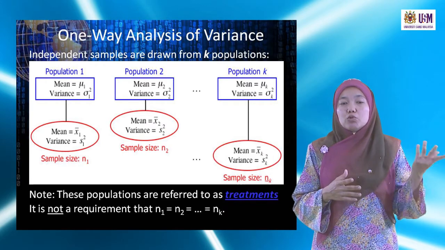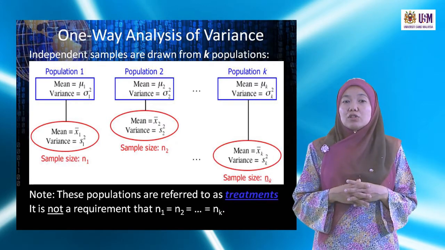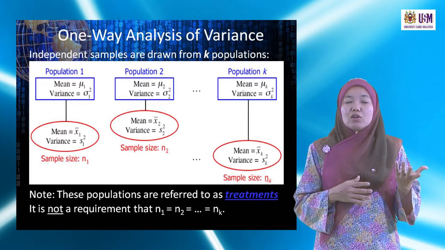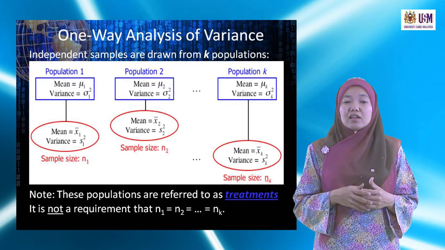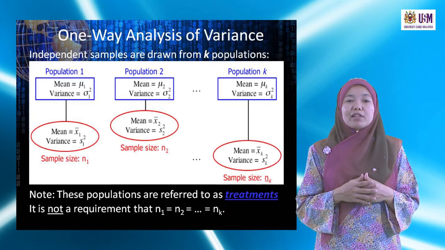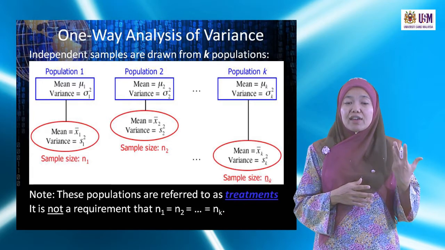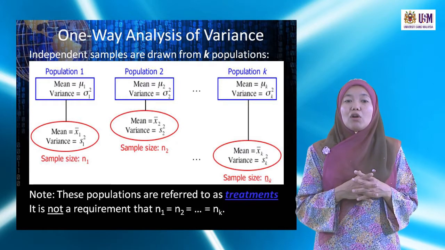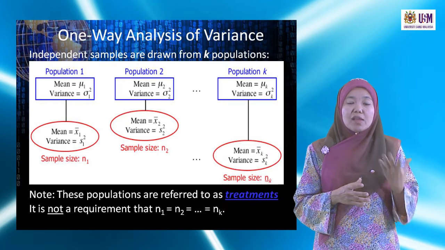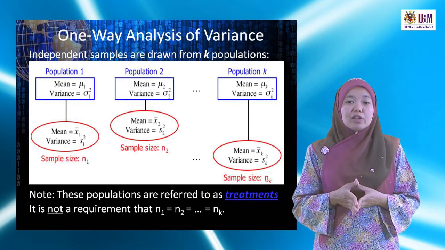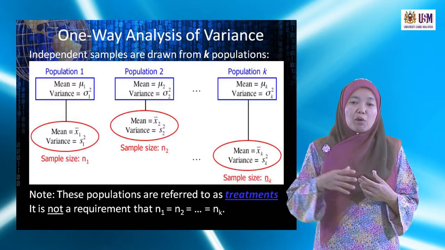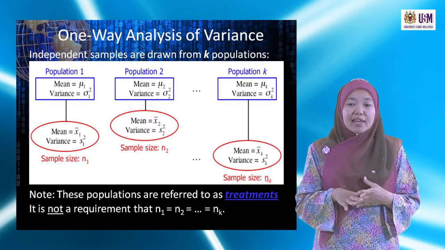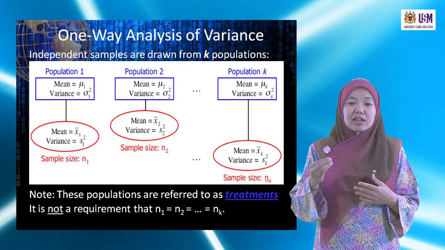So if you have population 1 on the left-hand side of the screen, population 1 will have parameters of mu 1 and variance 1, and then from there you can take a sample from population 1 that will give you a statistic of x bar 1 and variance s squared 1, with sample size n1. The same thing you do for population 2, and then you also have the next population up to population number k, which will give you a mean x bar k and variance s squared k with sample size n k.